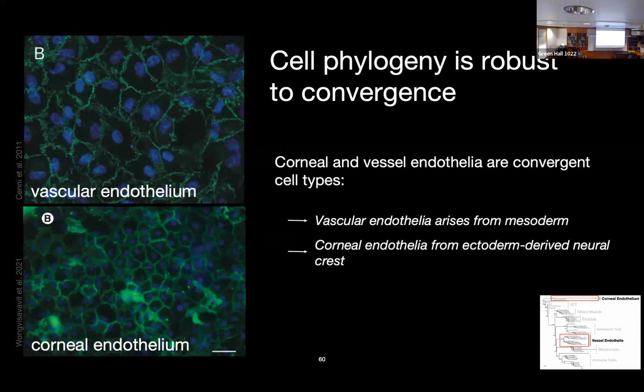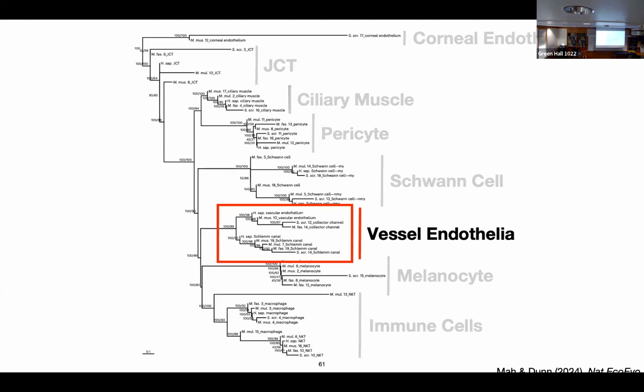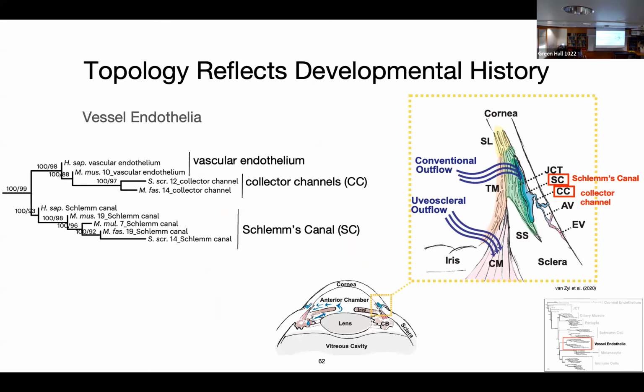Let's take a closer look at the vascular endothelial clade. In this clade, there are three subtypes: the vascular endothelium, the collector channels, and the Schlemm's canal. The Schlemm's canal and collector channels drain fluid from the eye. They have a very intimate morphological and anatomical relationship. The collector channels are actually continuous with the Schlemm's canal. But our cell phylogeny says that the collector channels are more closely related to vascular endothelia, not the Schlemm's canal. And why is that?